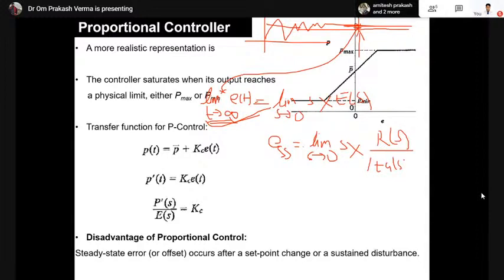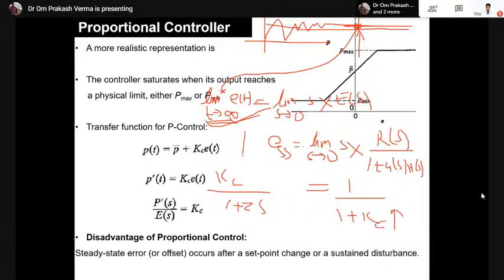So the value of R(s) is nothing but 1 upon s. The value of G(s) becomes Kc into 1 upon 1 plus tau s. So put the value, and when you put it you get 1 upon 1 plus Kc. So obviously when you increase the value of Kc, the steady state error will decrease.